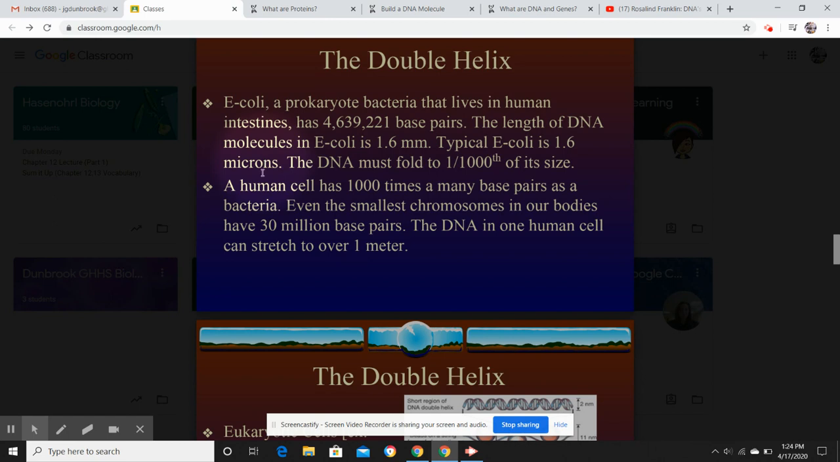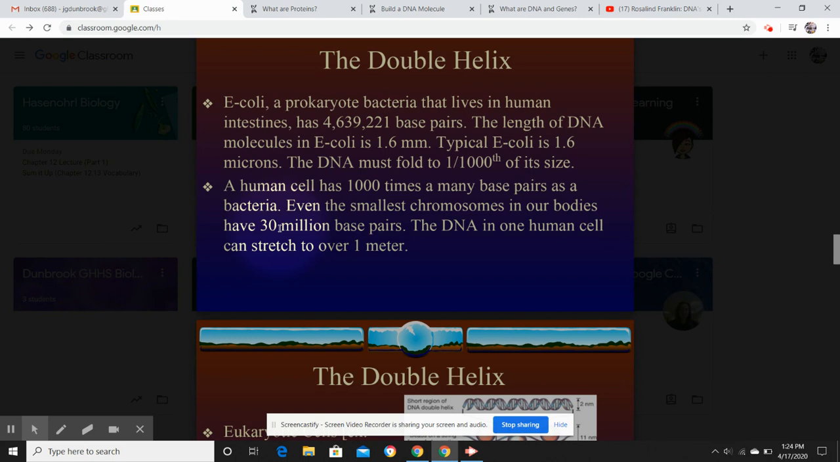A human cell has 1,000 times as many base pairs as a bacteria. It's been estimated that a human cell has 30 billion total base pairs. Even the smallest chromosome has up to 30 million base pairs. And remember, humans have 46 chromosomes. Some of them have 150 million base pairs each on them. So total base pairs, total steps on the genetic ladder of a human, is about 30 billion, okay?